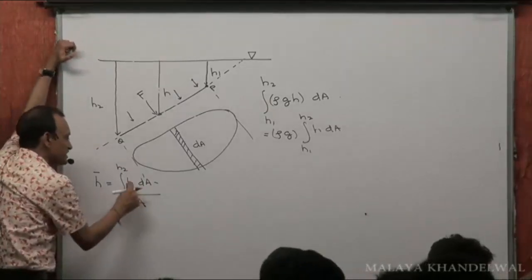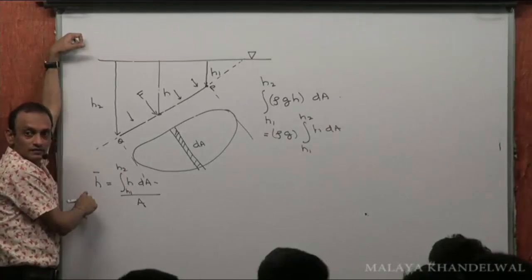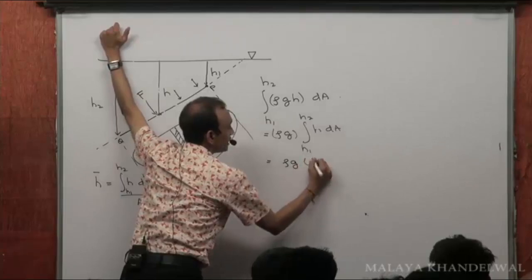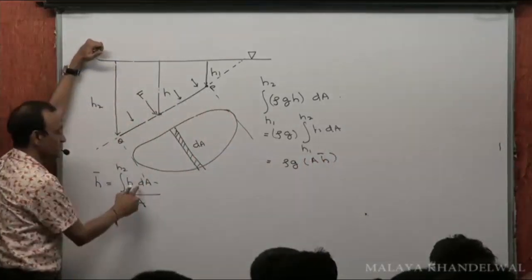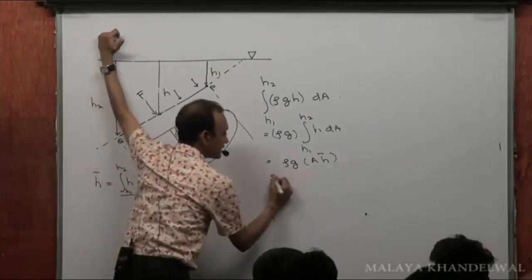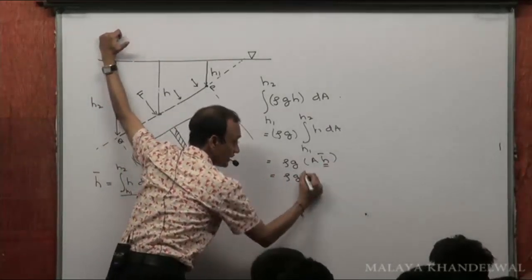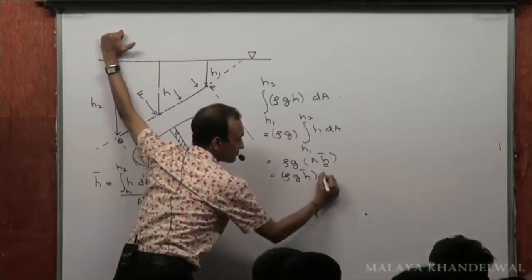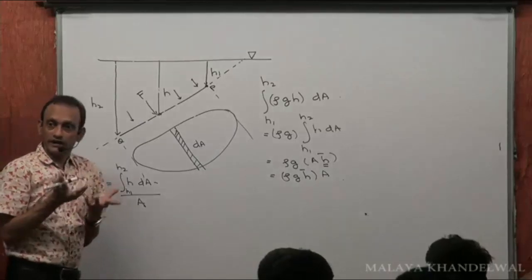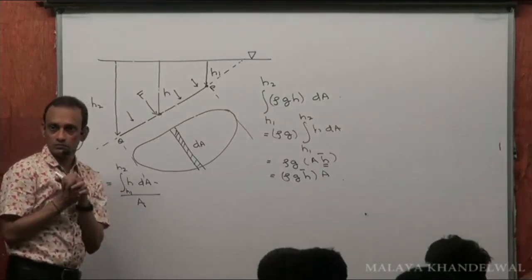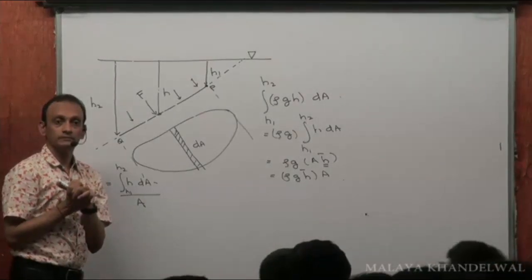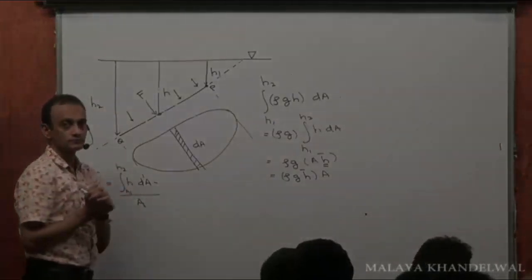That means the integral of H dA from H1 to H2 would be A H bar, where H bar is the depth of the center of gravity. So this is rho G A into H bar. Integral H dA from H1 to H2 is A into H bar. So this is rho G into H bar, which is the pressure at the center of gravity, into area. It didn't matter whether it was inclined or not. Got me? Stand by.